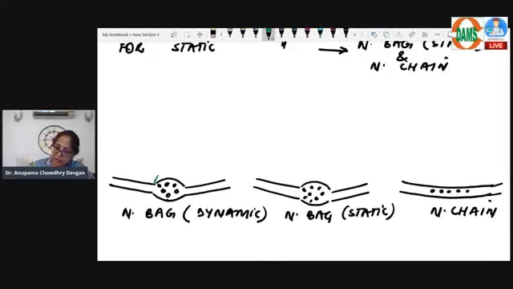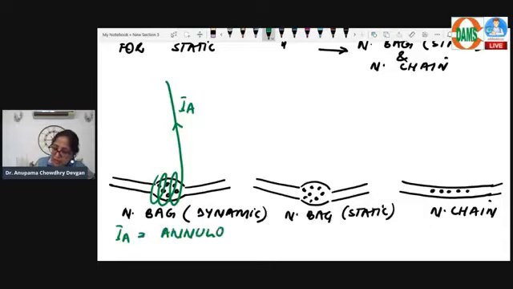Now the sensory fiber from nuclear bag dynamic, this is the sensory fiber. This is 1A, and 1A is also known as the annulospiral ending. This is going to carry impulses from the muscle spindle to the spinal cord. 1A is a sensory fiber. This is what is known as the annulospiral ending, which will carry impulses from the nuclear bag to the spinal cord.